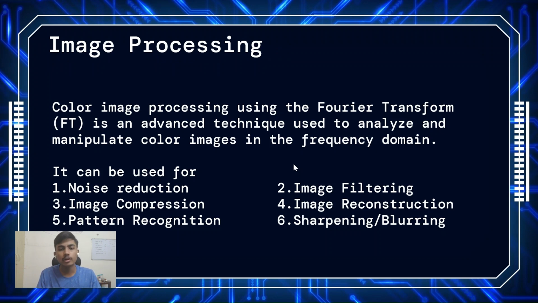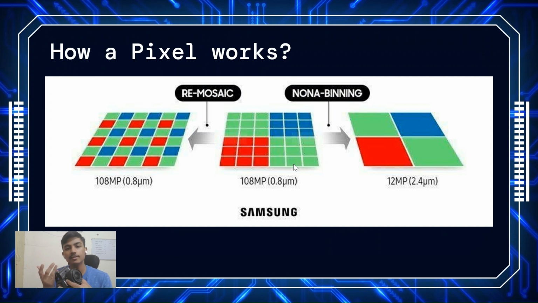But before that, we have to understand how a camera works. This is a camera, and you must have heard about cameras having something written on them like 48 megapixel, 108 megapixel. This image is taken from a Samsung gallery.